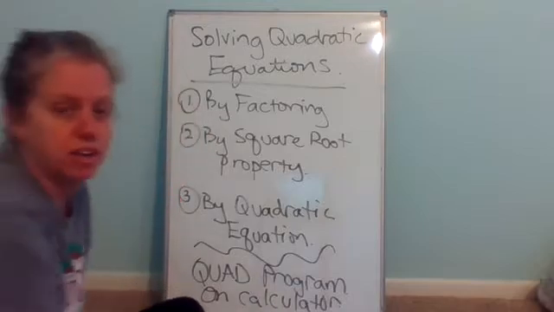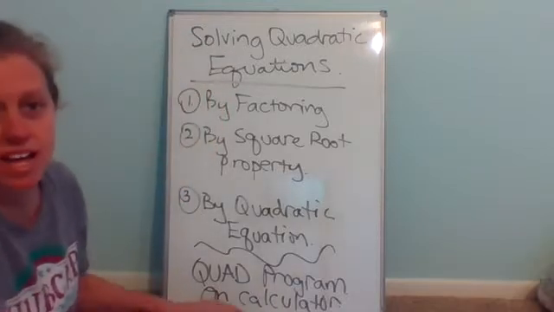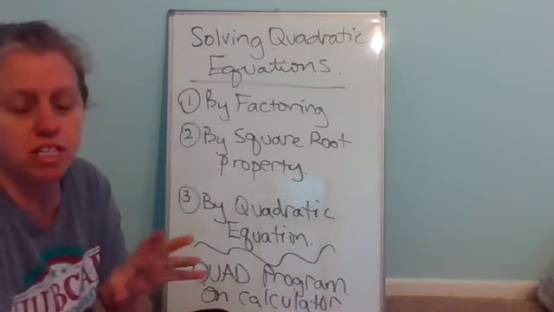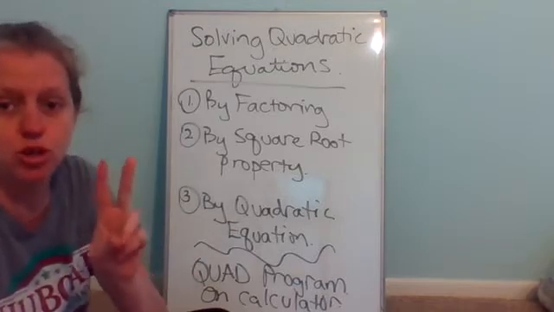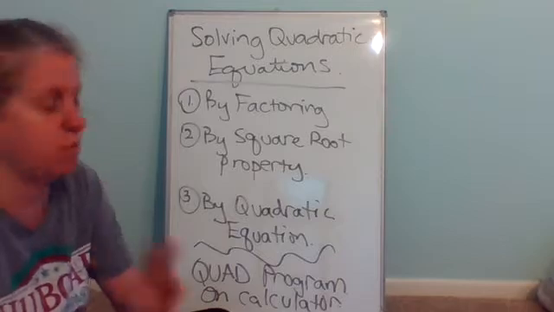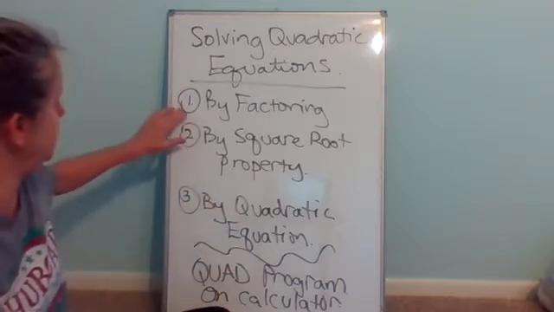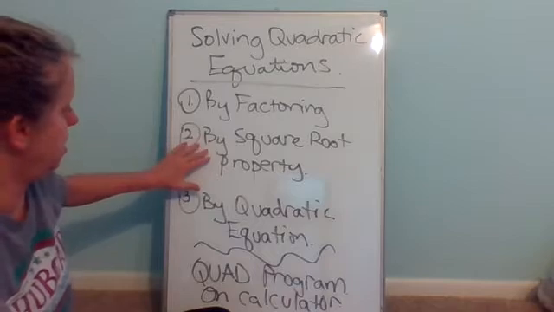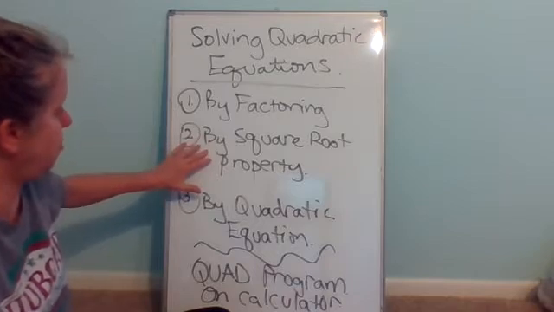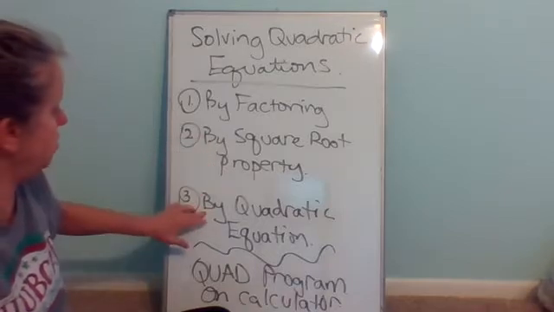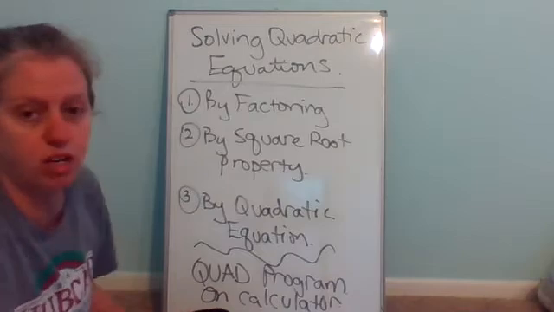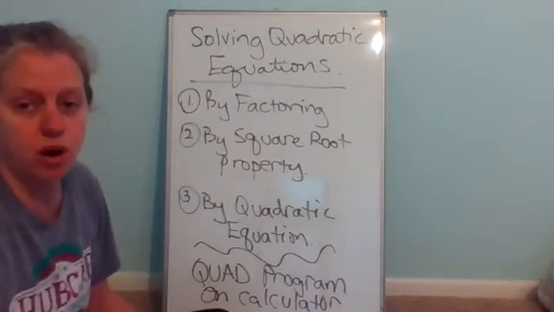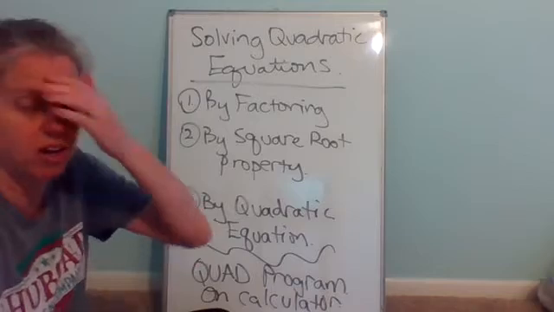Okay, and we're going to talk about 3 different ways to solve the quadratic equations. And quadratic equations, they all have 2 answers. Okay, we're going to do 3 different methods. We're going to solve some by factoring. We'll look at some that are best solved by the square root property, and then we will look at some that are best solved by the quadratic equation. But then we're going to talk about the quad program on your calculator, okay?